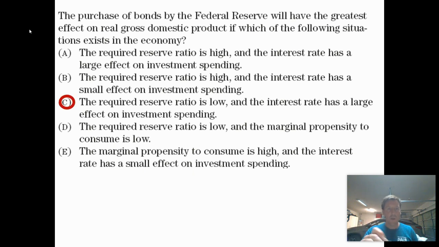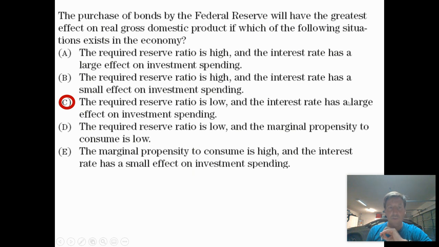Well, if the required reserve ratio is low, that means our money multiplier is going to be high. So whatever the Fed buys, it's going to be multiplied out more significantly than if we had a high reserve requirement. If the reserve requirement is 0.5, then my money multiplier is only 2. If my reserve requirement ratio is 10%, then my money multiplier is 10. So we want to have a low reserve requirement. So this one works and this one works.